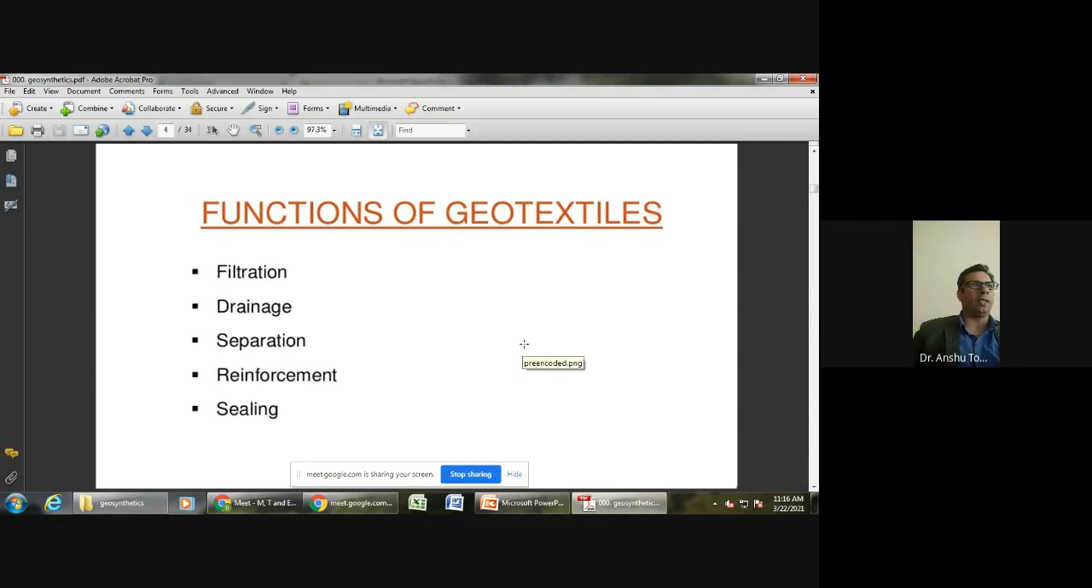Functions of geotextiles: filtration, drainage, separation, reinforcement, and sealing. We will see in subsequent slides what these functions actually mean. By the name, something is clear: it is being used for filtration, depending upon the size of the geotextile opening through which anything can pass.